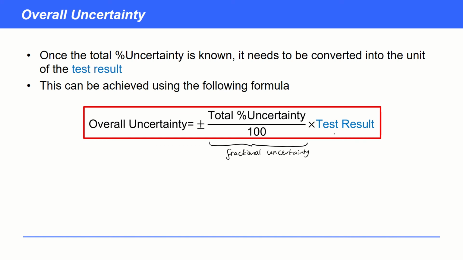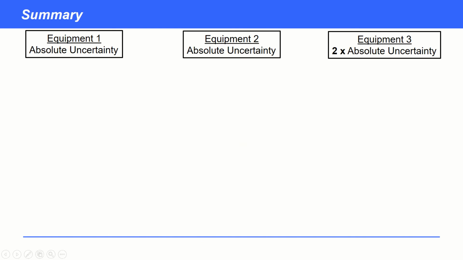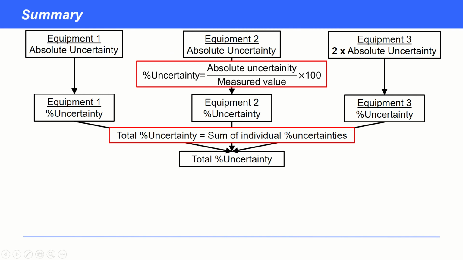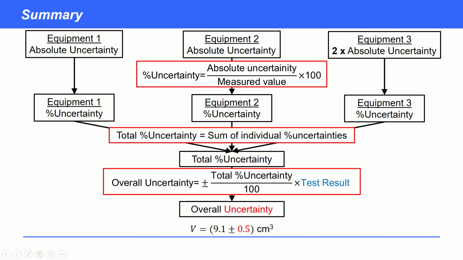So if you've got a big test result, you'll end up with 5% of that value, and if you have a small test result, you still get 5% of that smaller value. In summary then, you start with the absolute uncertainties, taking account of any doubling needed from multiple measurements. You then calculate the percentage uncertainty. You add these percentage uncertainties together to get the total. You divide that value by 100 and times by the test result, and that gives you the overall uncertainty for your equipment.